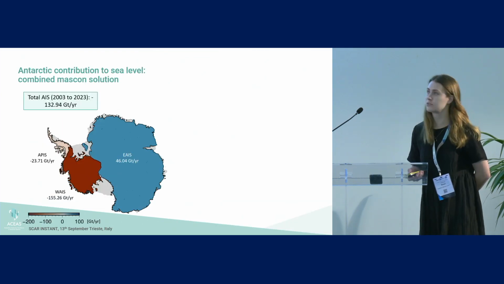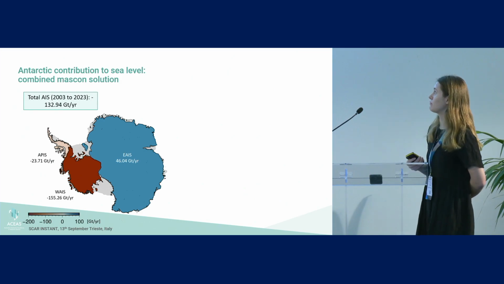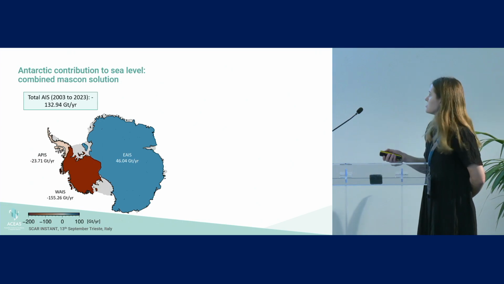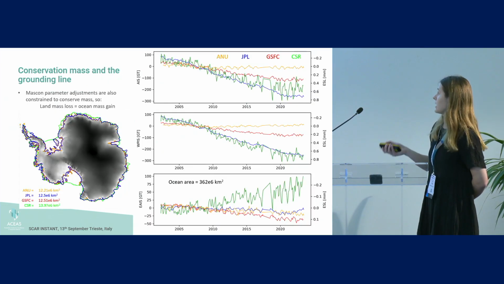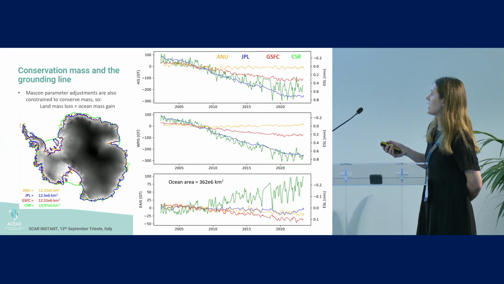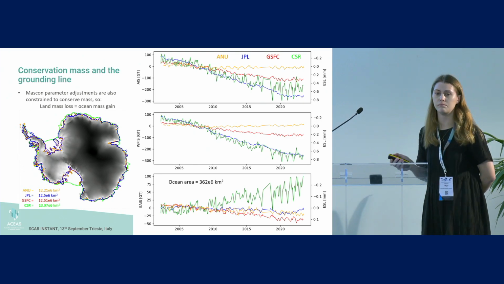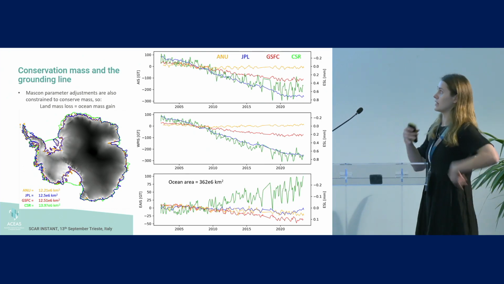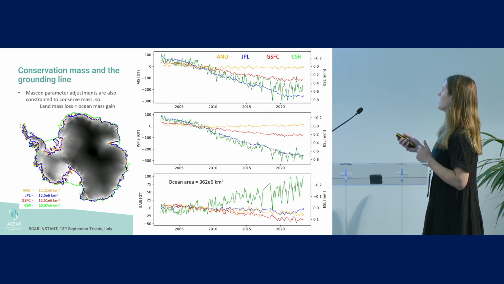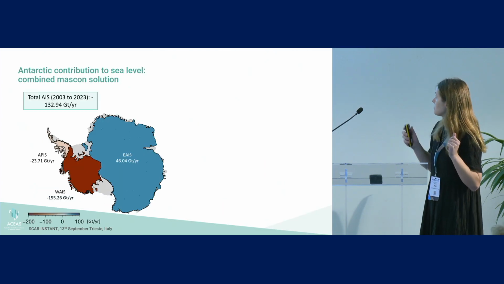So onto some actual results to show what's happening in Antarctica and what that means for modern day sea level rise. What I've done between this slide and the next slide is create a combined mascon solution for these four centres to create basically just an average solution. It's a little bit more complicated than that, but not that much. And I will be showing those results here.